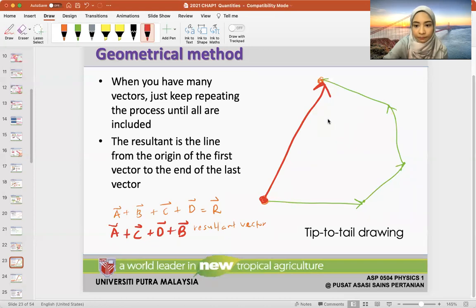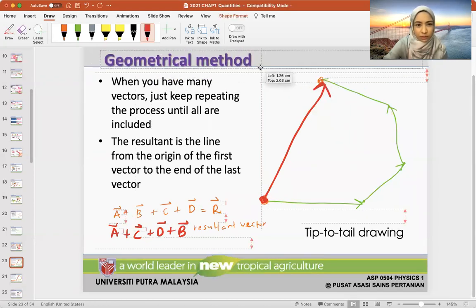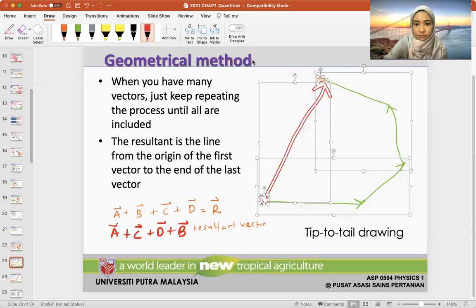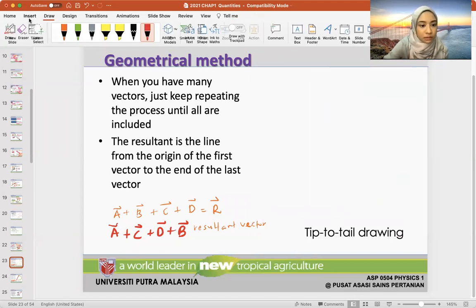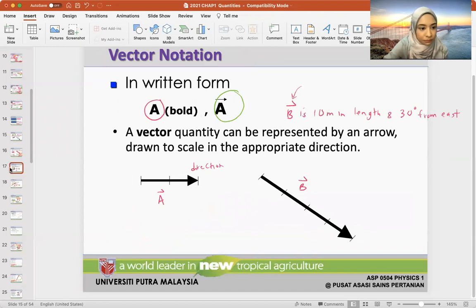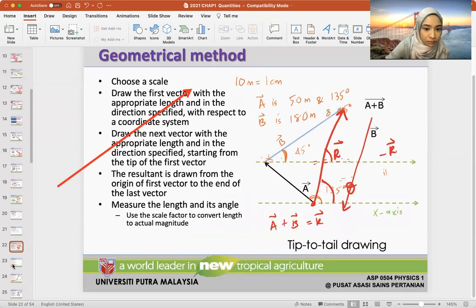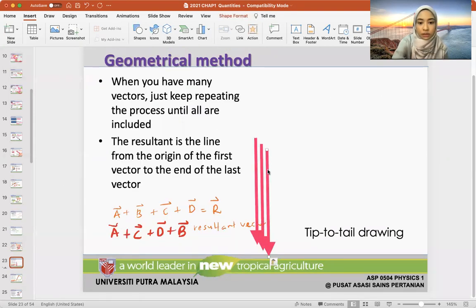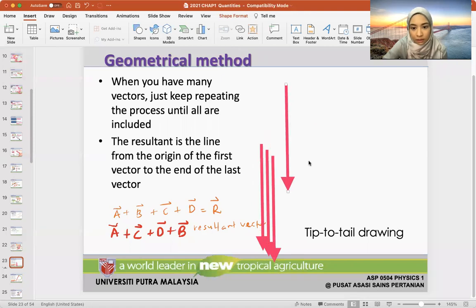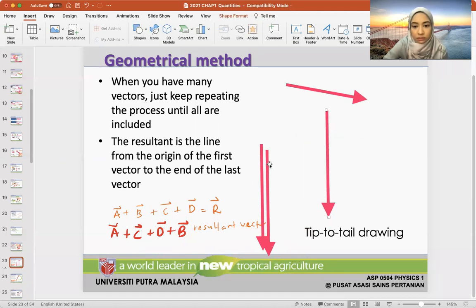Buang dulu gambar ni. Oops, I don't want this. Let's make a bunch of vectors first. Kita ambil yang ni lah, senang. Copy. 1, 2, 3, 4. We have 4 vectors. One, let's label A. This is A. And then this is B. And then this is C. C, kita buat arah ni lah. Okay, let's make C like that.